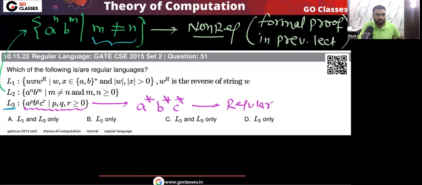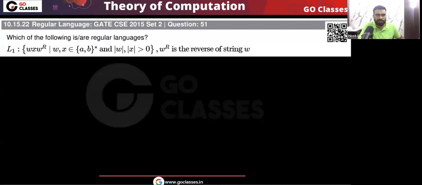Okay, now only one language is remaining, that is L1. We have already seen L2 is non-regular, and L3 is regular. Now we have to check what about L1. So let's check L1.